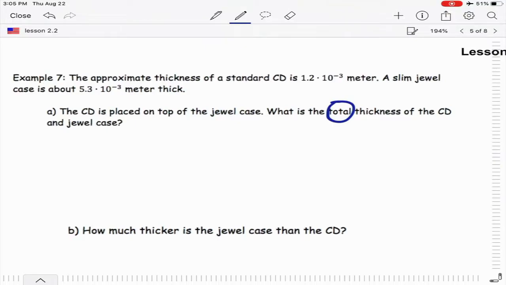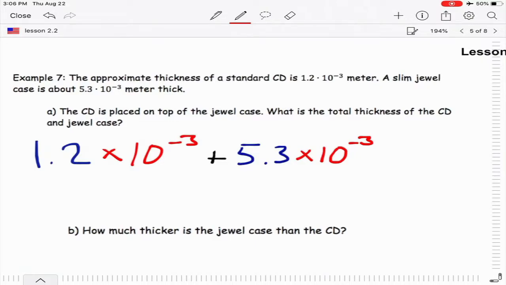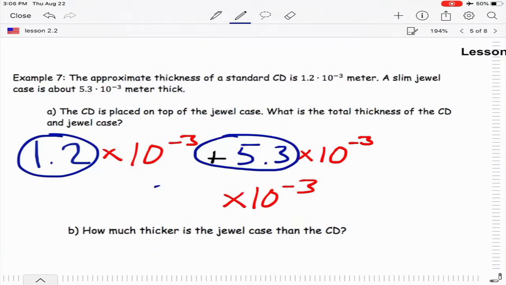Total means to add, so we're going to add these two. So it's going to be 1.2 times 10 to the negative third power plus 5.3 times 10 to the negative third power. Okay, first things first, we're going to keep our times 10 to the negative third power. Once again, like adding fractions, you keep the denominator alone once they're the same. So you leave it alone because they're the same exponent. And you're simply going to add your a's. And you get 6.5.